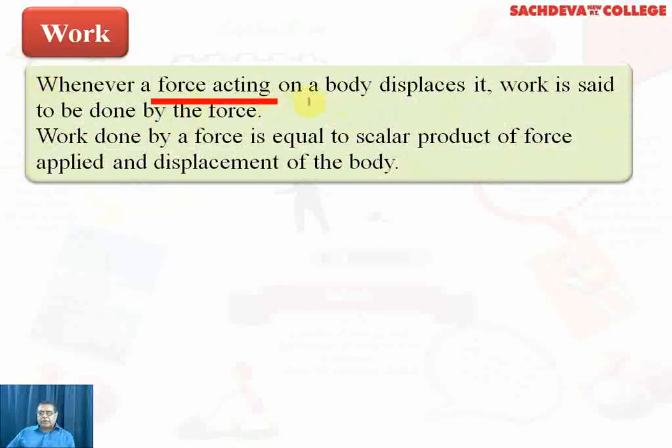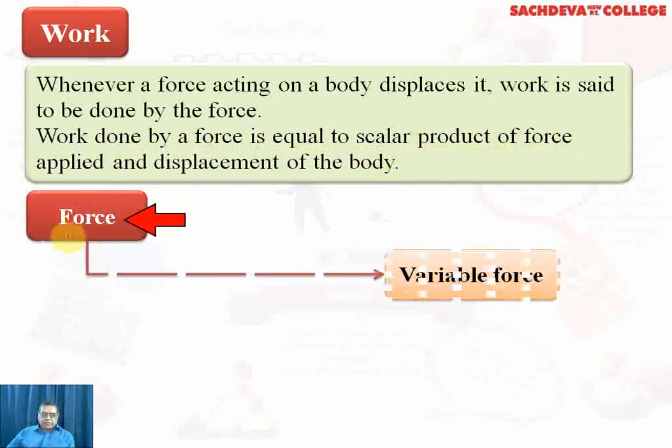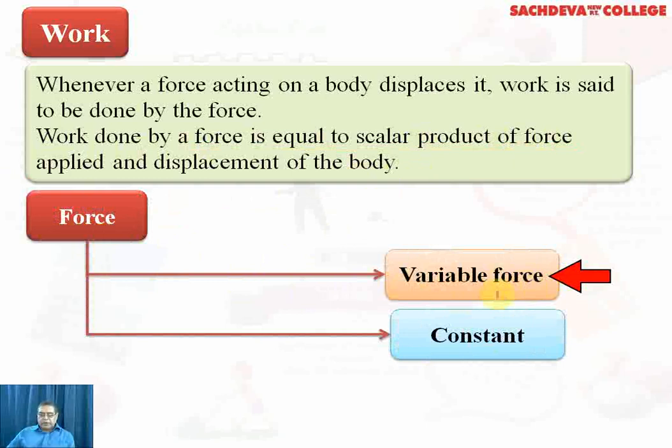Whenever a force acting on a body displaces it, work is said to be done by the force. Work done by force is equal to the scalar product of force applied and the displacement of the body. Either say scalar product or say the dot product. Now, force can be variable force or it can be constant force.